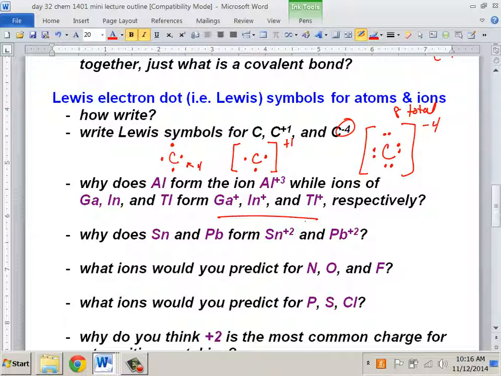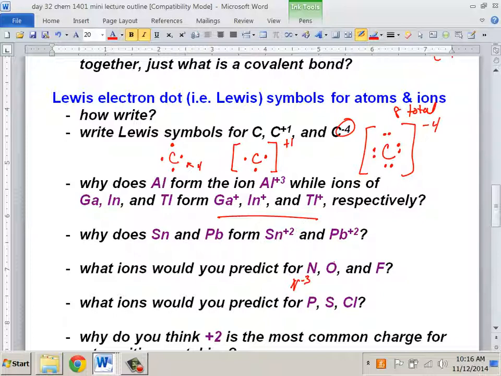Same argument. What ion would you predict for nitrogen? Let's stop at nitrogen. Nitrogen would form what ion? Nitrogen's right there, number 7. Go to noble gases. So you have two choices here. You can go this way, or you can go this way. Which way do you go? That way. So it'd be N with a -3, because you're adding electrons. N with a -3. Nitride.